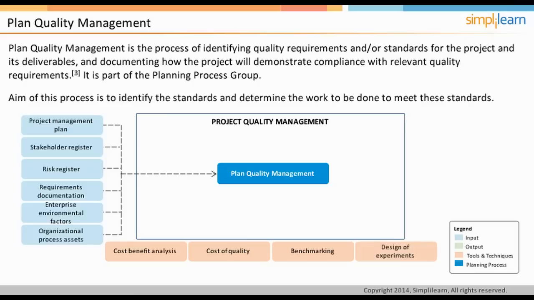Design of experiments can also be used for quality planning. This is a statistical way to determine what variables will improve quality the most. For example, in case of manufacturing doors, it can be determined that increasing the quality of the wood can have maximum impact on improving the quality of the door.